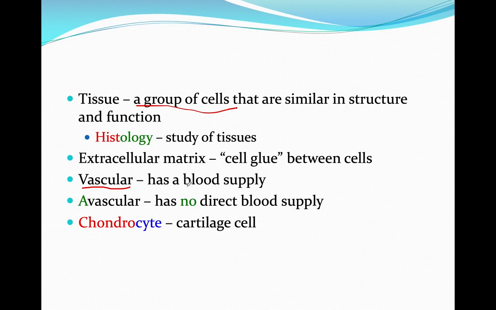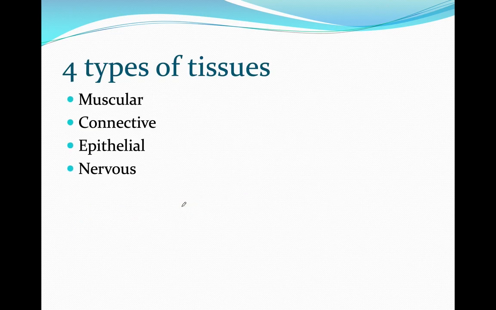Vascular means that it has a blood supply. So when we talk about vascular doctors, these are going to be dealing with blood vessels. If we put A in front of a word, A means no. So we're going to have some tissues that are avascular, that don't have a blood supply at all. We have 4 main types of tissues.